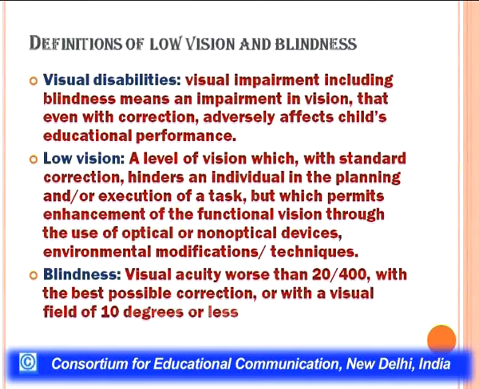Then blindness: when visual acuity is worse than 20/400 with the best possible correction, or with a visual field of 10 degrees or less.